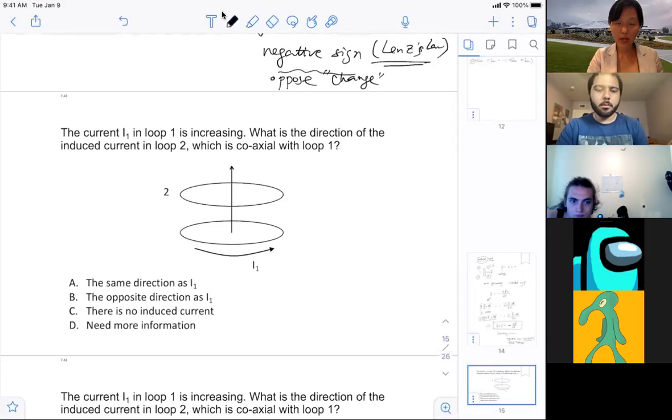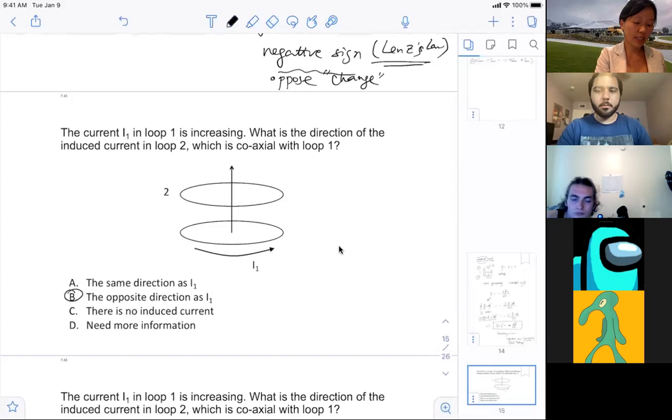All right, do you have more votes? Okay, all right. There's a unanimous agreement on choice B. Okay, anybody would like to run through the logic for us?